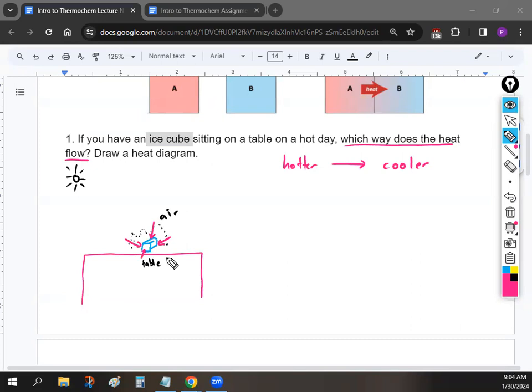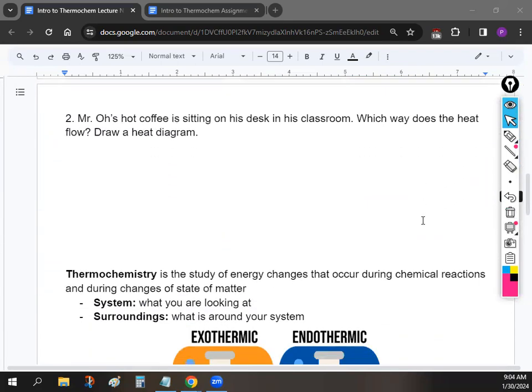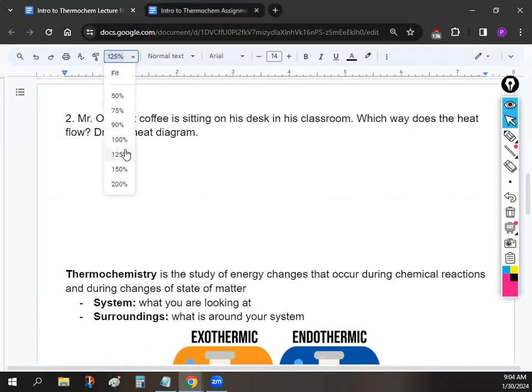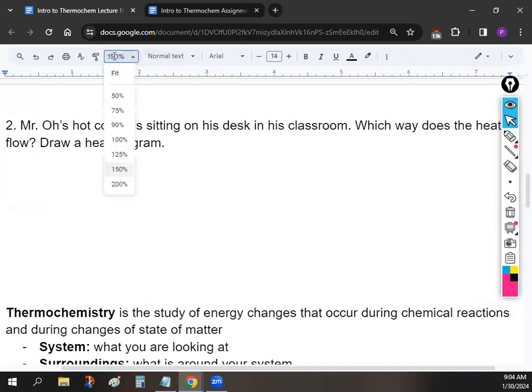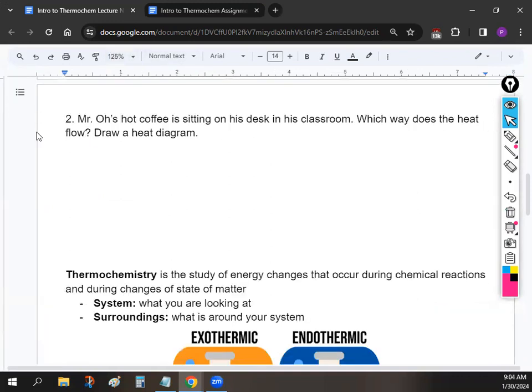All right. Do you guys think you could do one on your own? Okay. Hopefully it's not too bad. All right. And your drawings don't need to be super detailed, you can make it as simple as you like, as long as you get the point across. Okay. So I want you guys to try number 2. Okay, I don't have a coffee on me right now, but let's say I have a cup of coffee on my desk. I want you guys to draw a heat diagram demonstrating which way the energy is flowing. Okay.